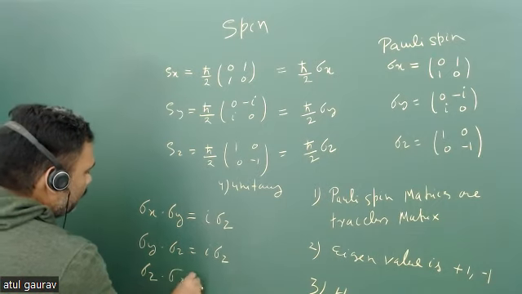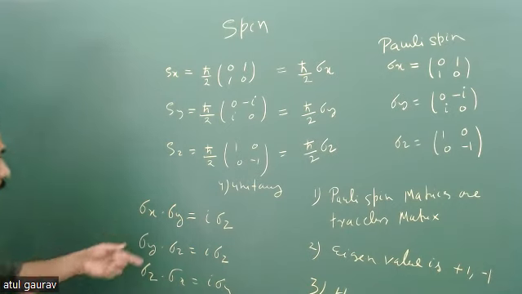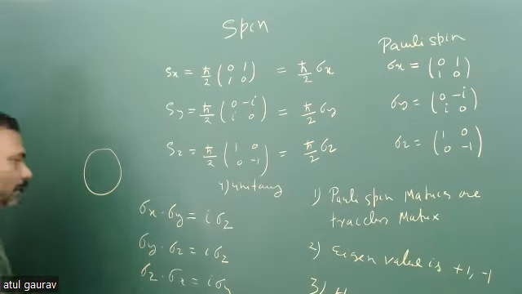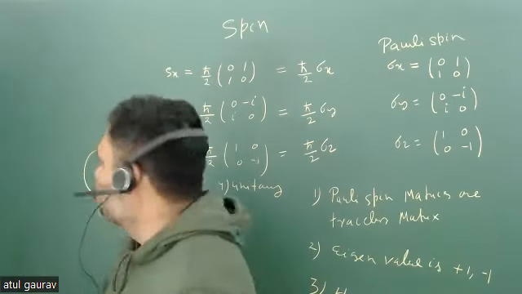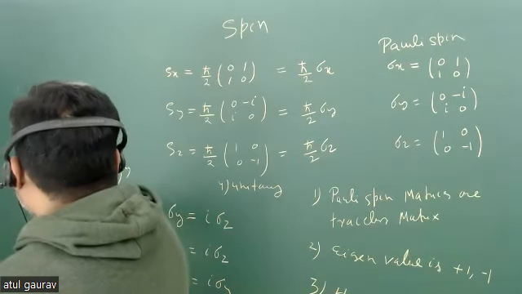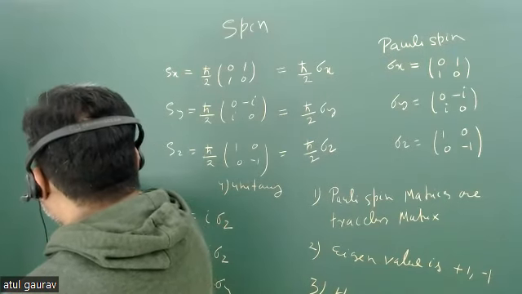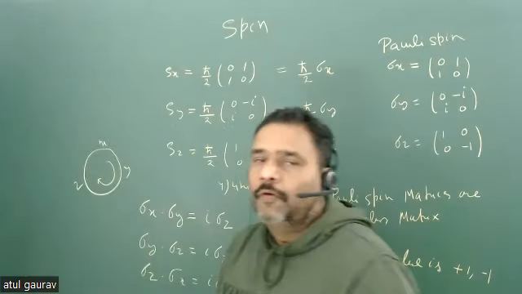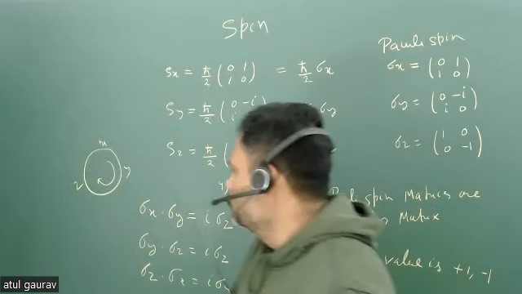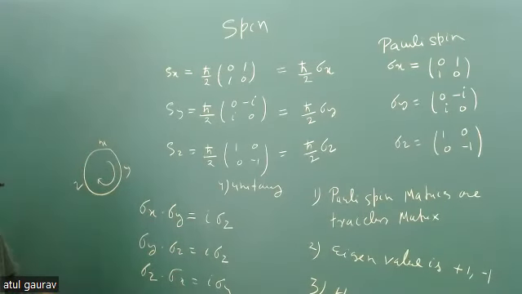Similarly, sigma y into sigma z is i sigma x, and sigma z into sigma x is i sigma y. You can write this in terms of the Levi-Civita tensor also. So this is x, this is y, this is z. x into y will give you z, and you are just moving in a cyclic order. When you move in the opposite direction, you get a minus sign. So you have to remember all this.